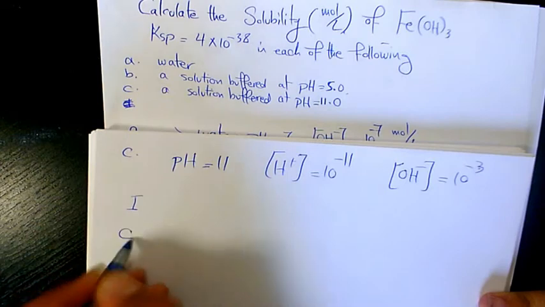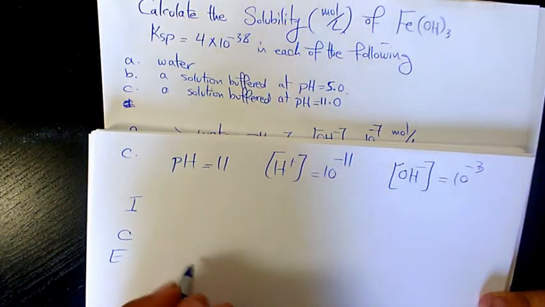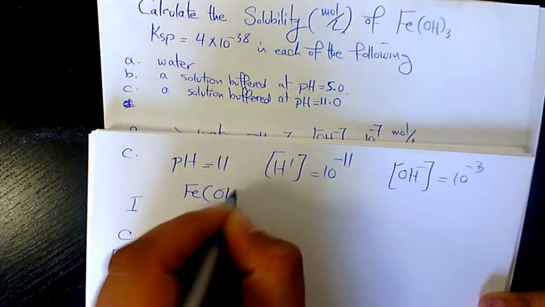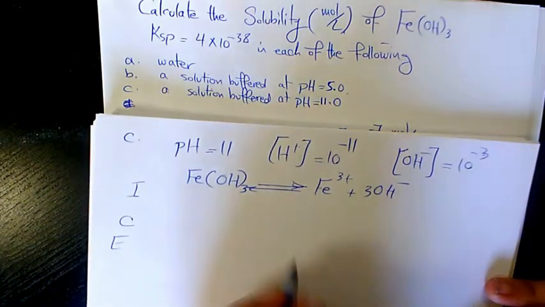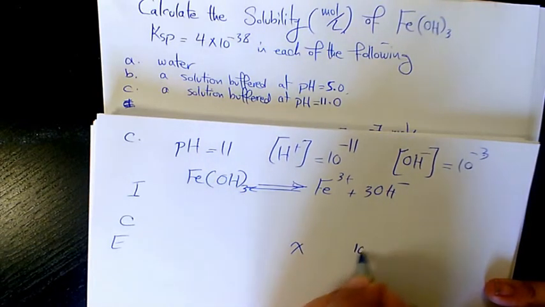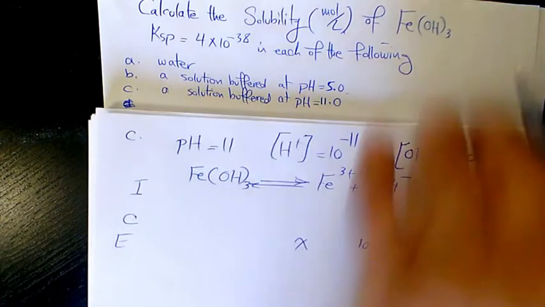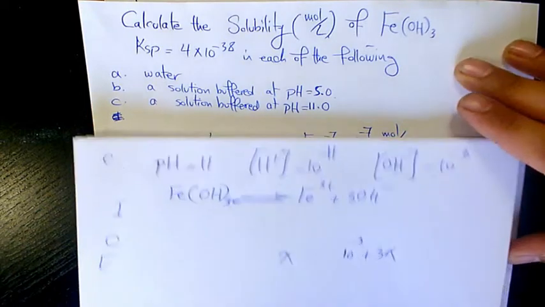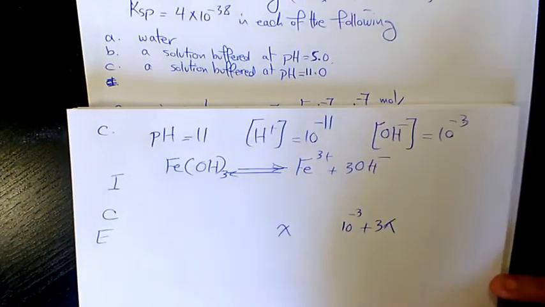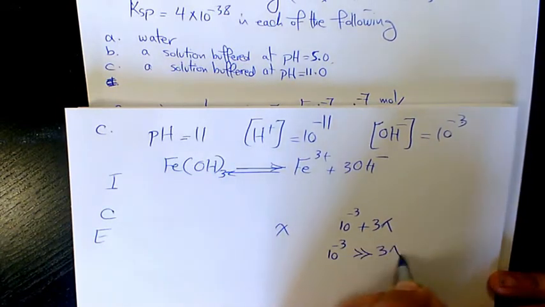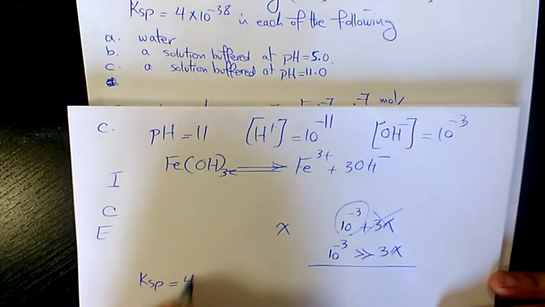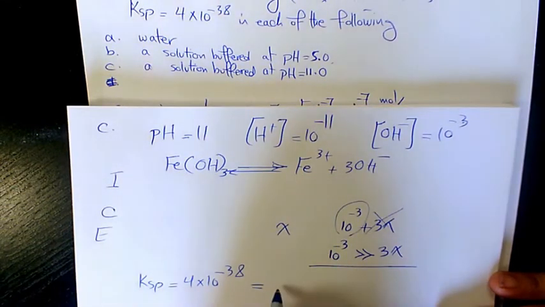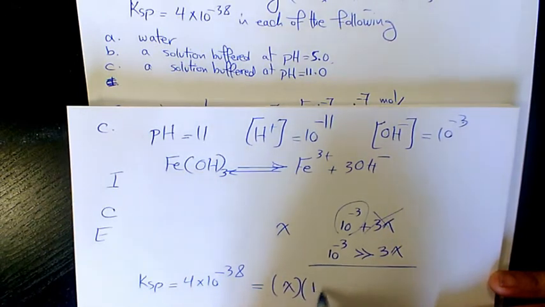So then again, when you use an ICE table, you're going to have FeOH3 giving us Fe3+ plus 3 OH minus. In this case, you're going to have x for Fe, and for 3 OH you have 10 to the power of negative 3 plus 3x. So obviously, because of the value of KSP, we can say that 10 to the power of negative 3 is much greater than x, so 10 to the power of negative 3 is much greater than 3x. So we keep this part and neglect 3x. So KSP will be 4 times 10 to the power of negative 38 equals x times 10 to the power of negative 3 to the power of 3.